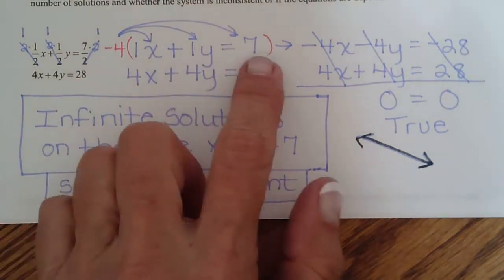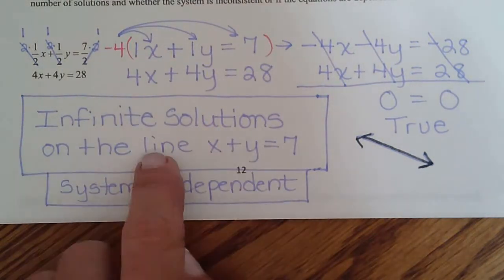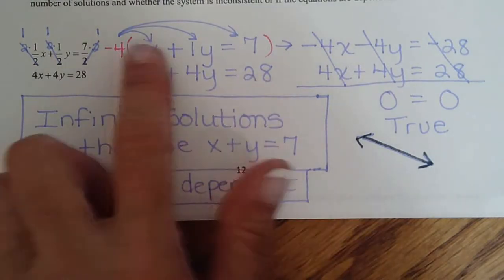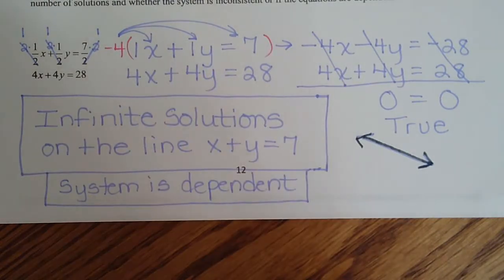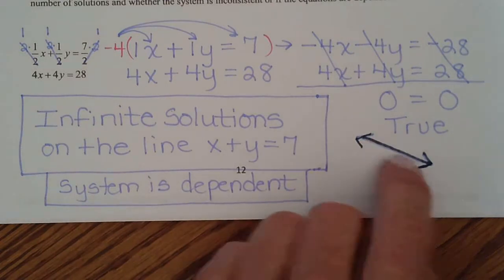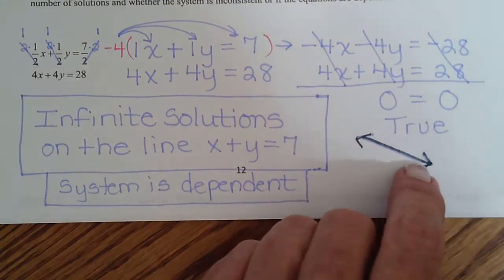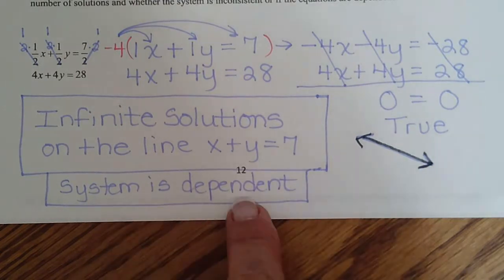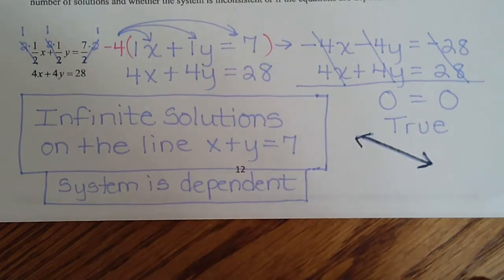And I just picked this equation, so infinite solutions on the line x plus y equals 7. You could have used this. This one's just a simplified version. And because one line graphs on top of the other line, those two lines are dependent on each other. So we say the system is dependent.